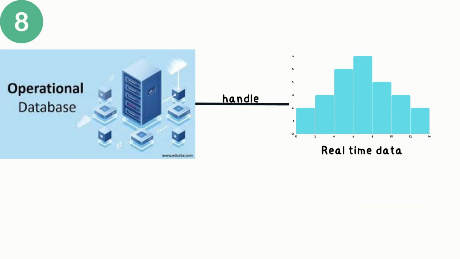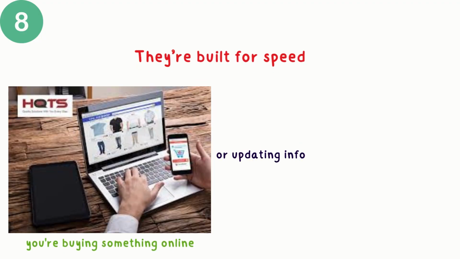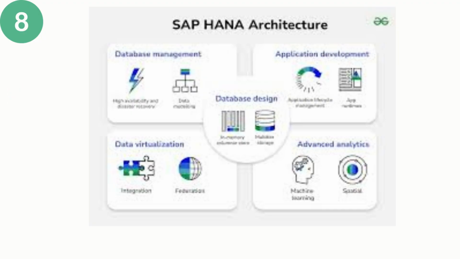Operational databases handle real-time data, like daily transactions in a business. They're built for speed, so when you're buying something online or updating info, it's all happening live. SAP HANA is a popular one for fast transactions and analytics.